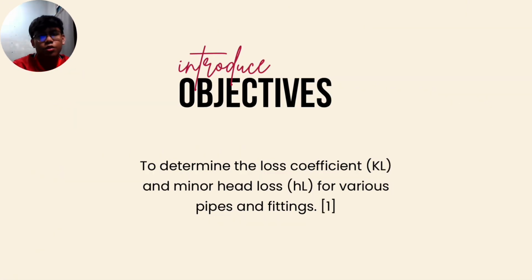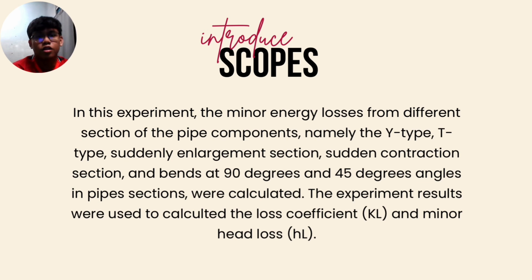Now for the objective: to determine the loss coefficient Kf and minor head loss Hf for various pipes and fittings. For the scope, in this experiment, the minor energy losses from different sections of the pipe components, namely the Y type, the T type, sudden enlargement section, sudden contraction section, and bends at 90 degrees and 45 degrees angles in pipe sections were calculated. The experiment results were used to calculate the loss coefficient and minor head loss.